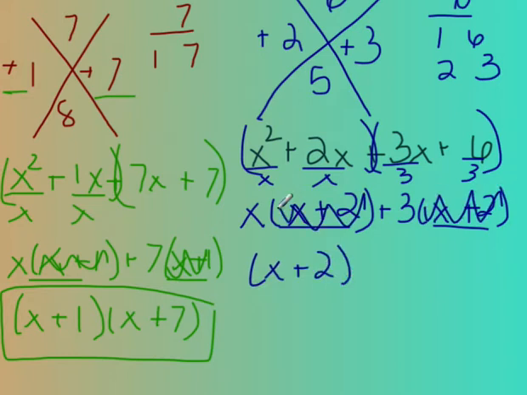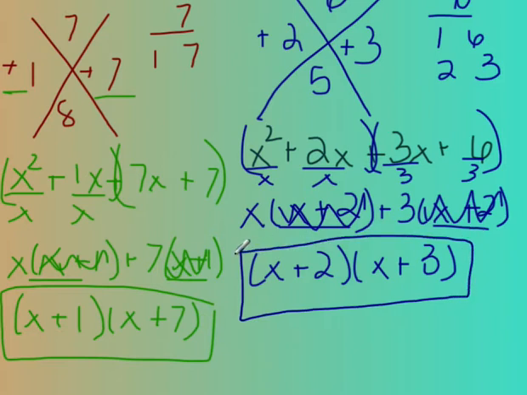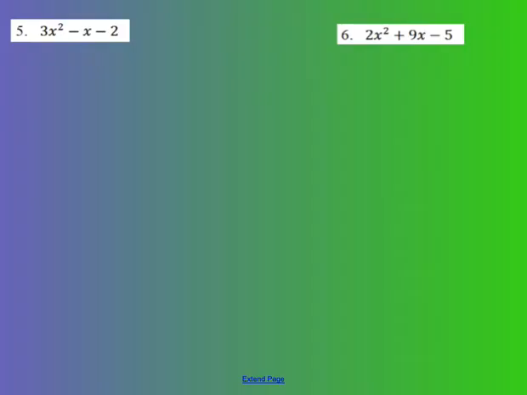And once I factor those out, I'm going to write what's left over, which is x plus 3. Okay, so I have x plus 2 and x plus 3 left over for number 4. Let's take a look at a couple more examples here. So let's take a look at number 5.